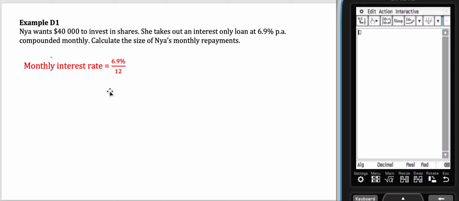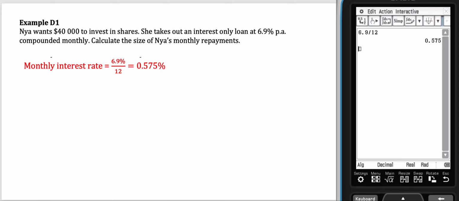So we know that our interest rate is 6.9% per annum, but when it's compounded monthly, like with recurrence relations, in this formula we have to adjust that rate. We have to divide it by 12. And so 6.9 divided by 12, got the calculator over here, is going to give us 0.575%. Okay, so that's our monthly interest rate.